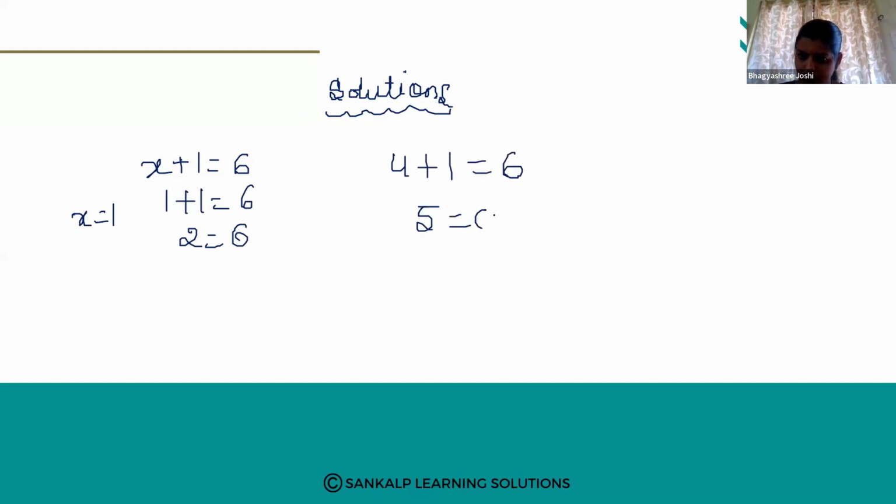So solution means what? If I substitute x is equal to 1, what will happen? 1 plus 1 is equal to 6. So 2 is equal to 6. If I substitute x is equal to 2, 2 plus 1 is equal to 6, 3 is equal to 6. If I substitute x is equal to 4, 4 plus 1 is equal to 6, that means 5 is equal to 6. If I substitute x is equal to 5, what will happen? 5 plus 1 is equal to 6. So 5 plus 1 is 6 and here also 6. That means LHS part is equal to RHS part.